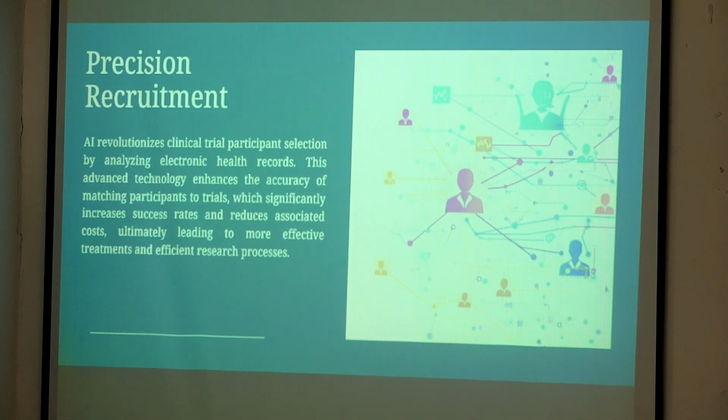As I already told, for a drug clinical trial, it may take sometimes 4 to 5 years or even 10 years for one new drug to come to market. So it will be shortened, and the time period will be significantly reduced. So this is precision recruitment, based on their health records, which significantly increases the success rate and reduces associated cost, ultimately leading to more effective treatment and an efficient research process.